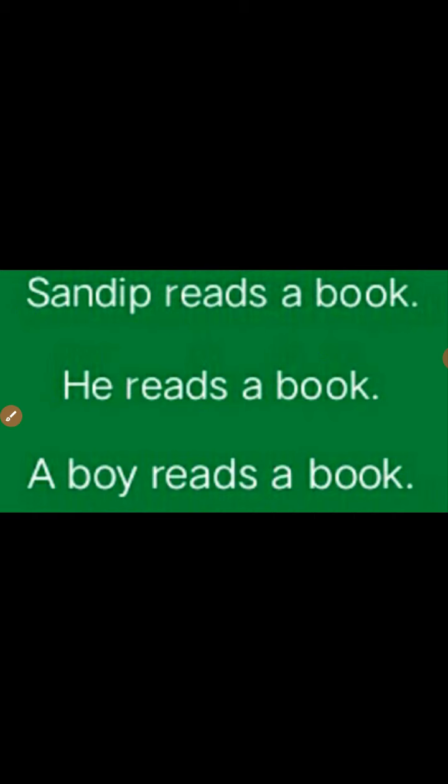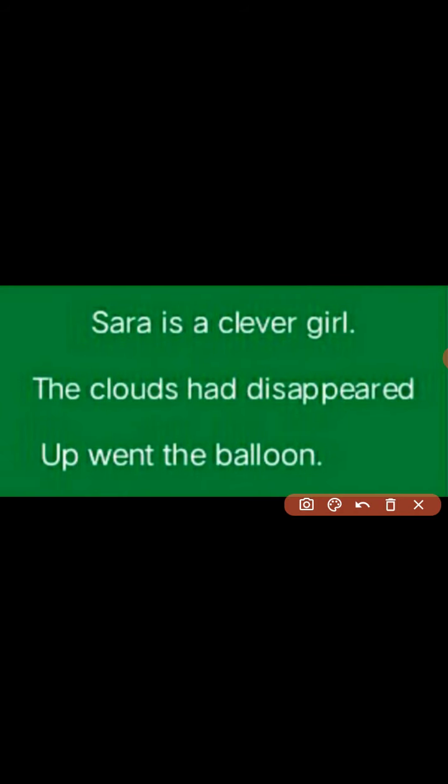Let's practice some more examples, because in all these examples I have used an action verb. Next, Sarah is a clever girl. Who is doing the action? No one, because in this sentence no action verb is used. Then whose information is given in the sentence? That is Sarah. So here in this sentence Sarah is the noun who is doing the action in the sentence, so it is a subject. What information about Sarah is given? That is a clever girl.